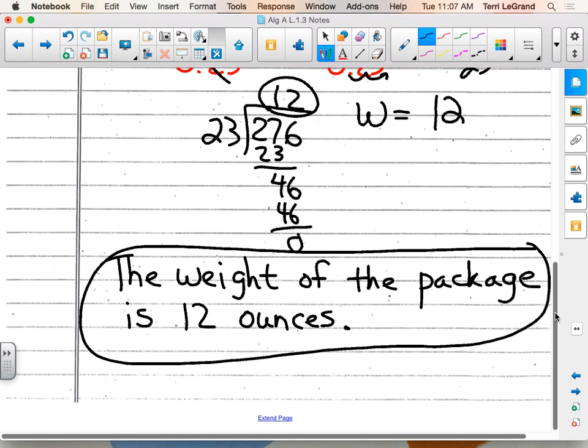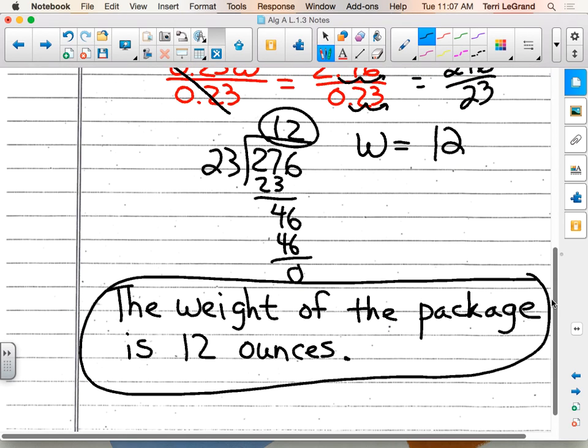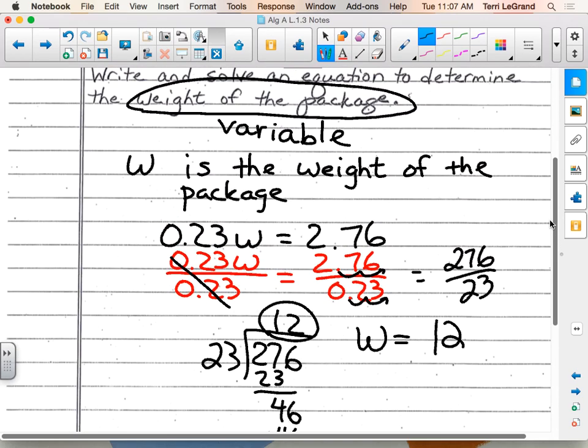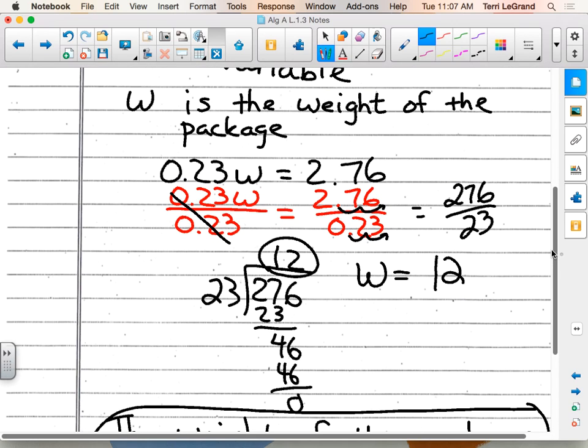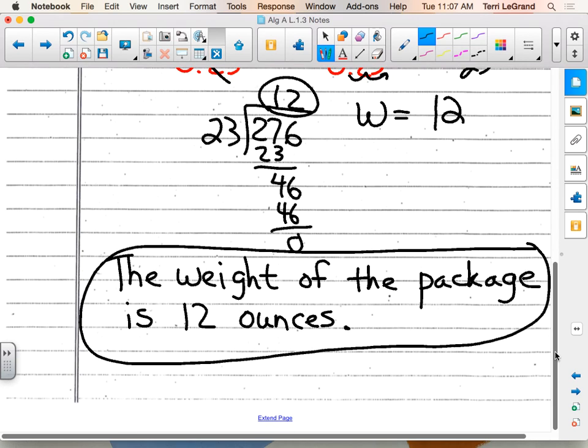So note what we did because you're doing a couple of application problems in the homework. We started by describing the variable. We set up our equation to help us problem solve. We solved our equation. We gave our final answer in sentence form. That's the expectation for the homework also. Okay? Anybody have questions on this one?